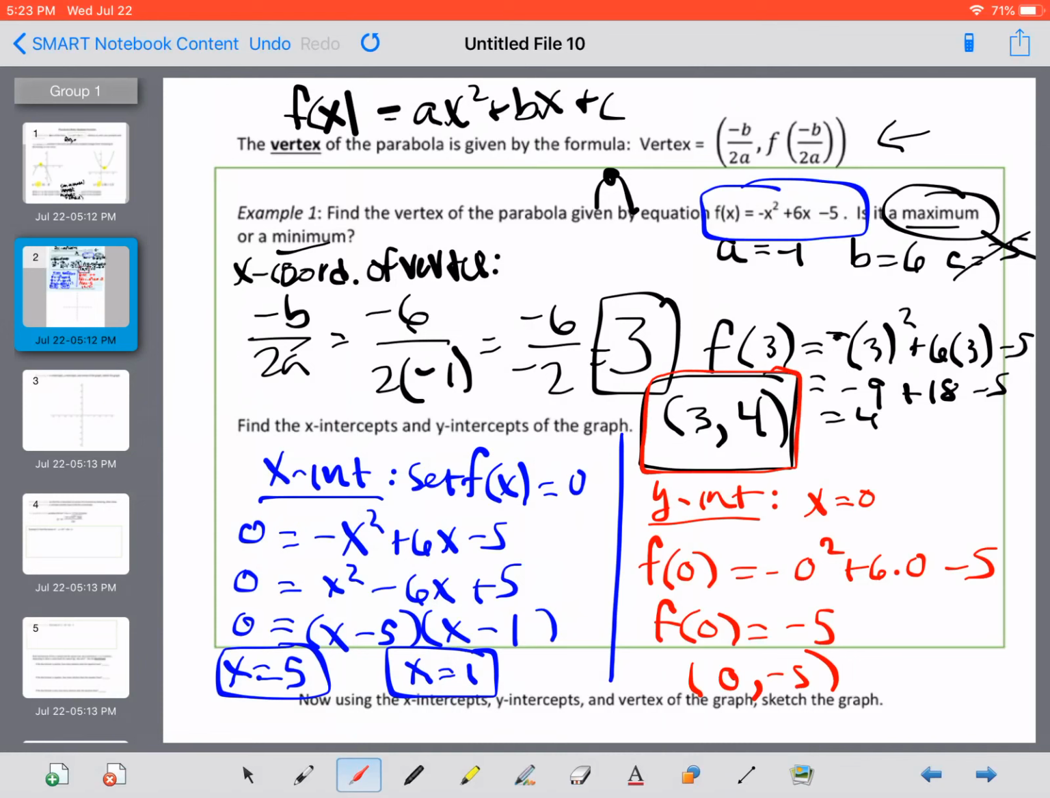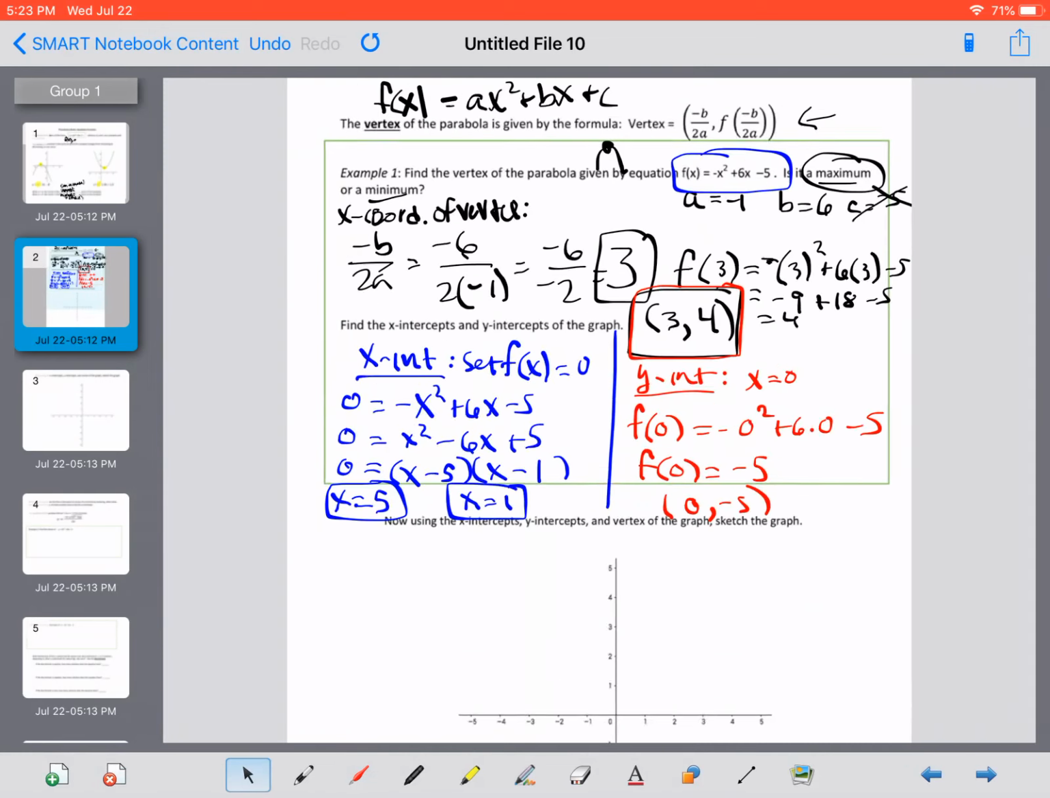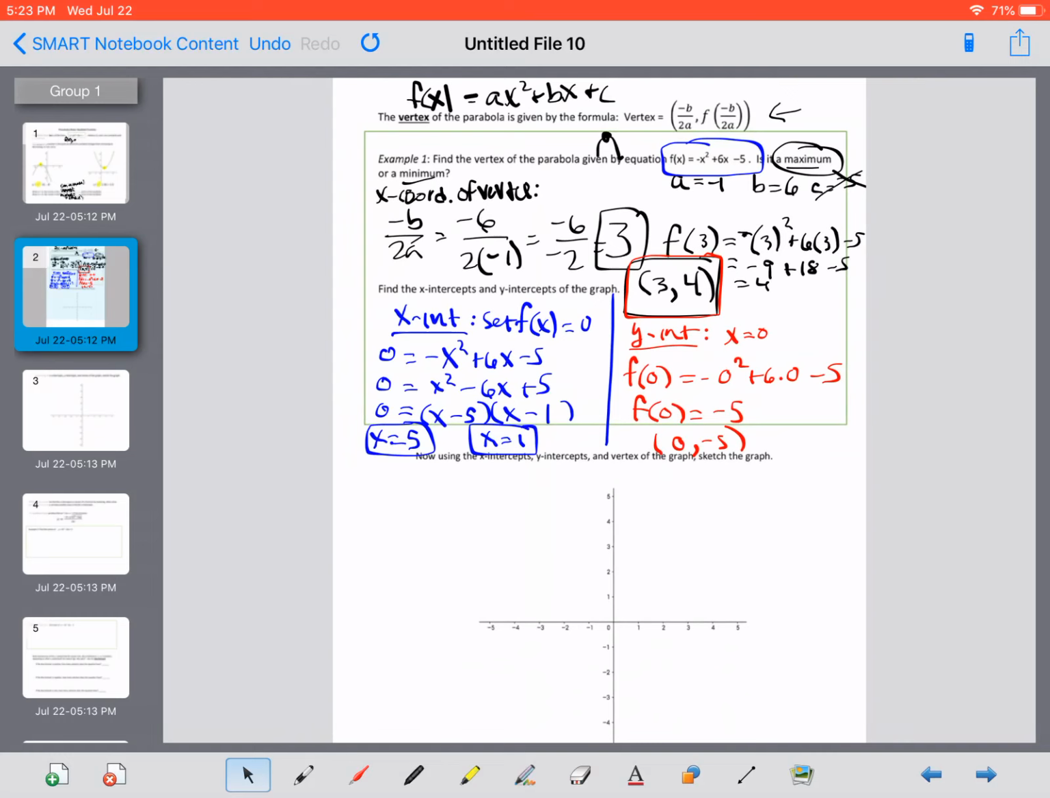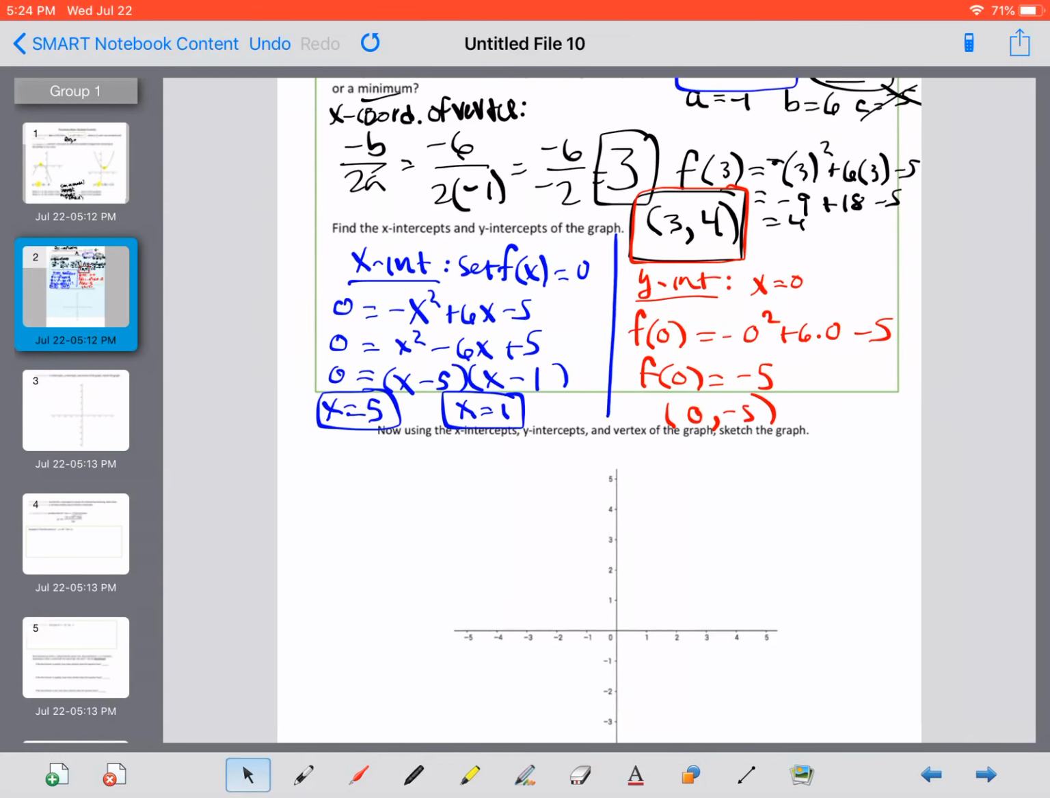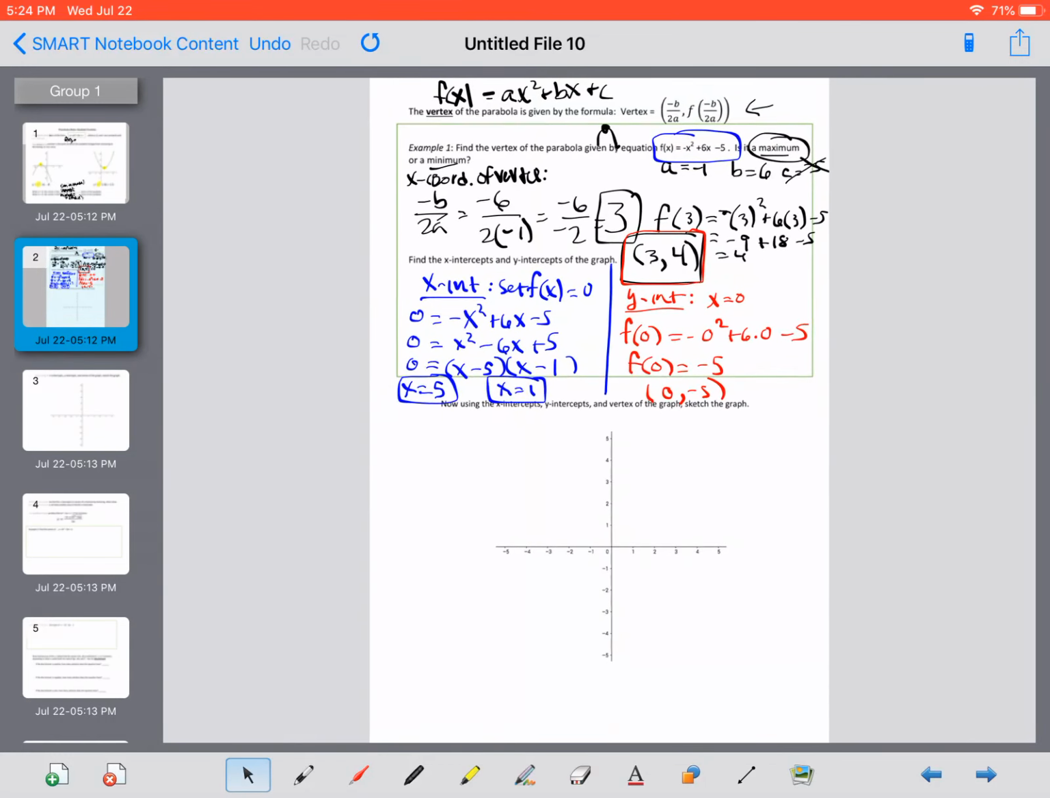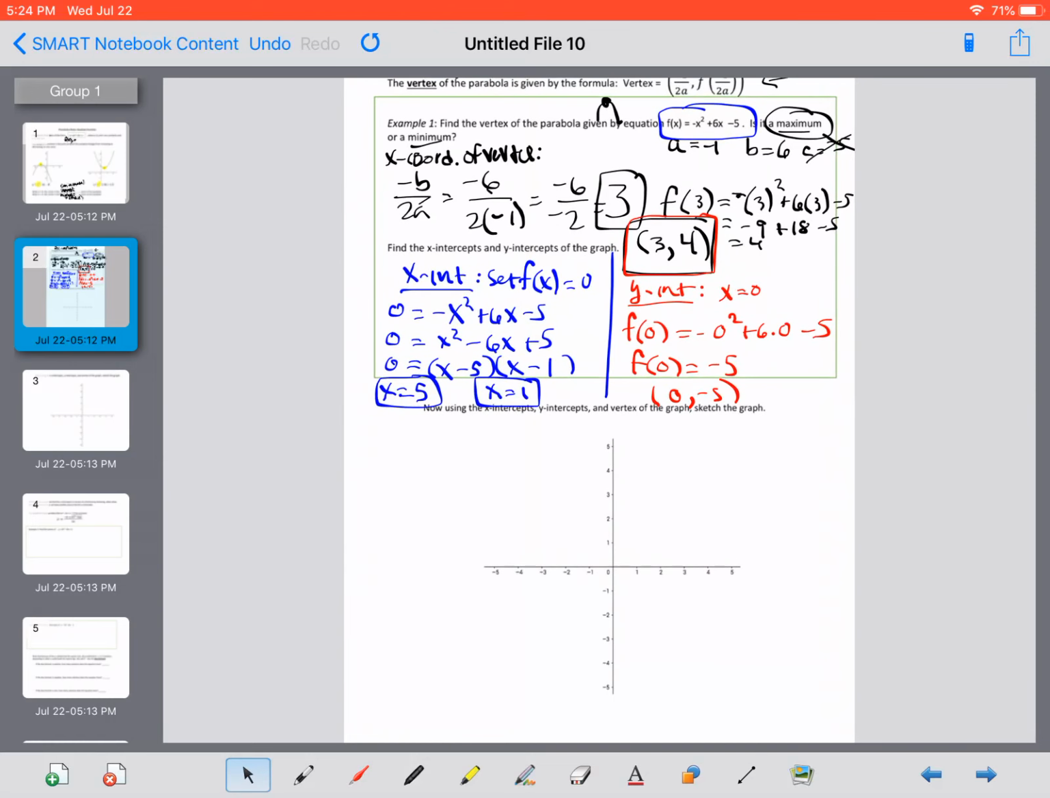Alright, so now we have a vertex of the graph. That's at (3, 4). We have two x-intercepts and we have a y-intercept. Using all that information, I'm able to sketch the entire graph down here. So I'm going to plot those important points. Let's start with the vertex at (3, 4). (3, 4) is up here. Then I'm going to plot my x-intercepts at (1, 0) and (5, 0). And finally plot my y-intercept at (0, negative 5).